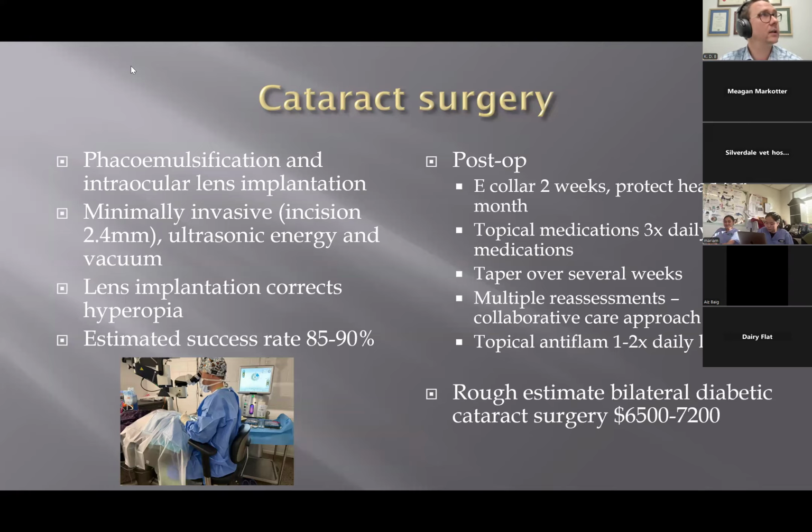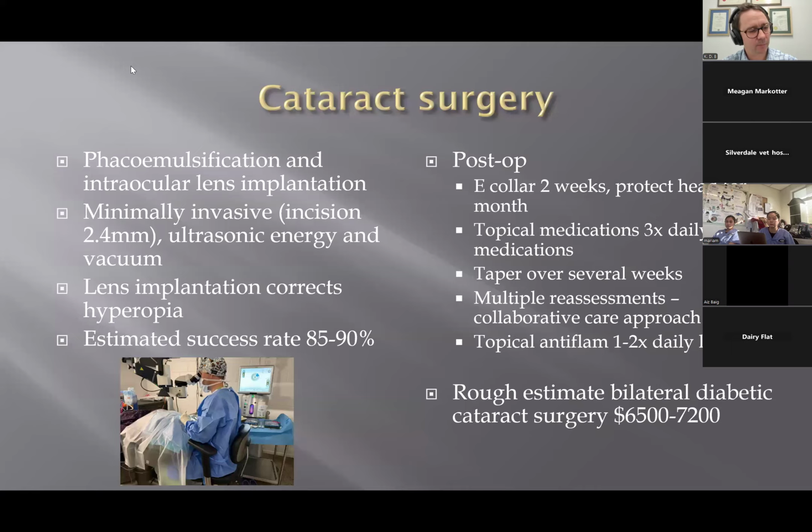I've been doing it that way since I've been at Hamilton for the last couple of years, and I feel like it's been going pretty well. I think it's been a really good way to offer these surgeries to cases which wouldn't be able to come back to Hamilton for reassessments. It's quite common, particularly in diabetic dogs, that they'll need to stay on a topical anti-inflammatory eye drop once or twice a day, just to control or prevent recurrence of uveitis inflammation after surgery.